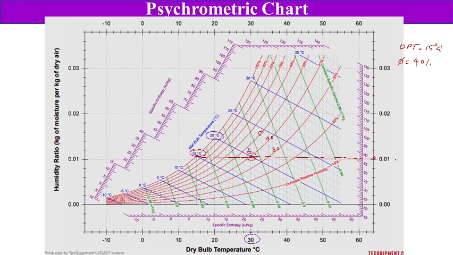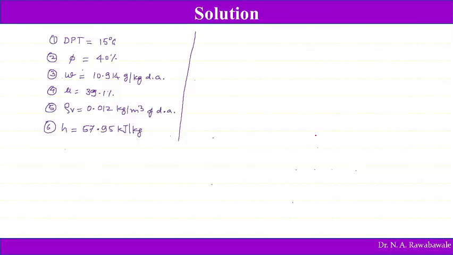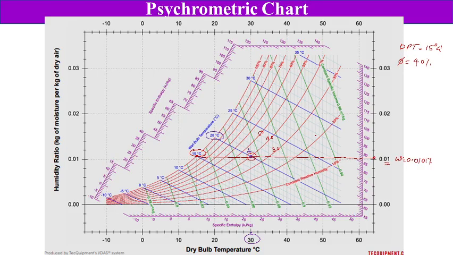It is greater than 0.01. Omega is 0.01017, which is higher than this, so something extra. Then the third thing asked is mu, the degree of saturation. These lines are not shown in this chart, so we will search for that graph and then discuss the degree of saturation.